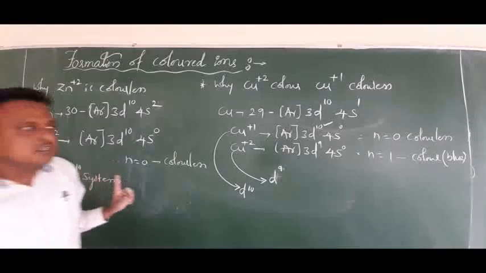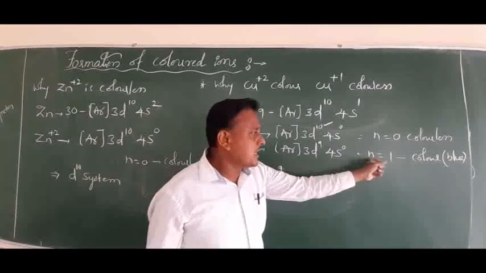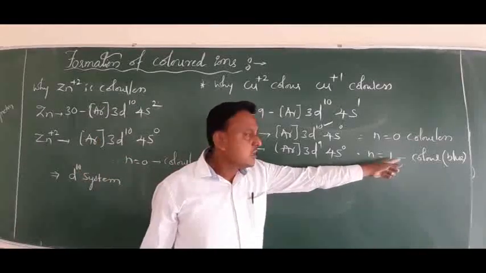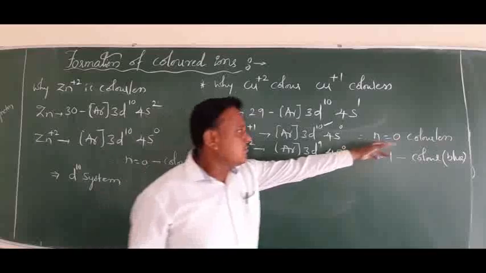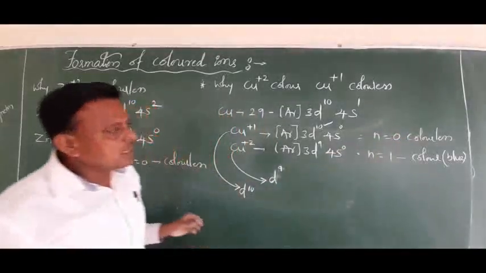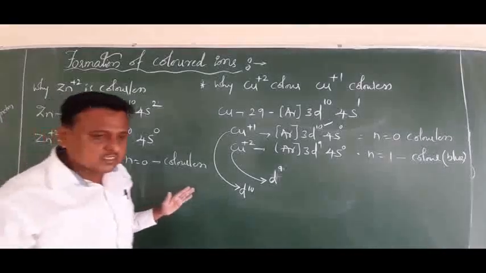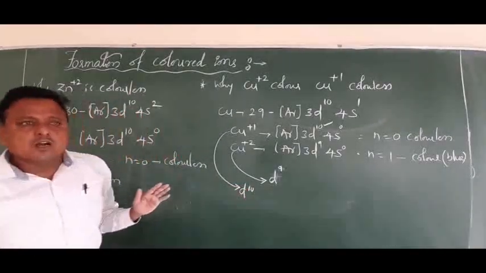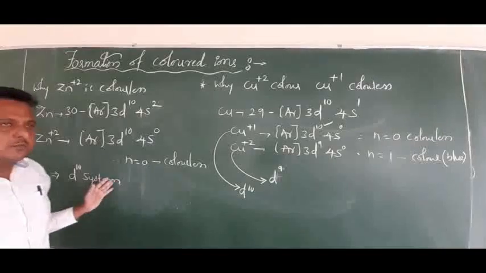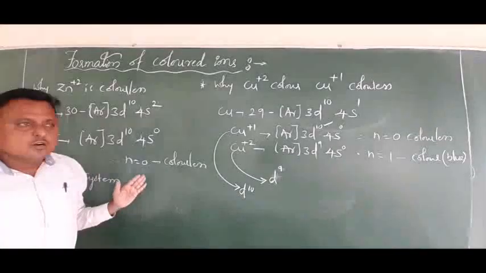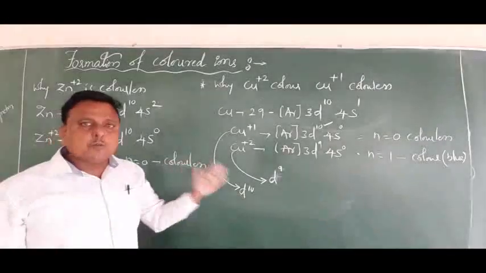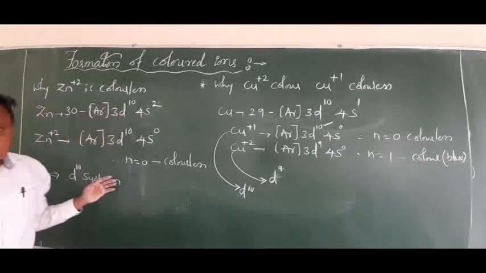Yes, keep the answer in your mind. If you get the n value as a number, it becomes colored. If the n value is 0, it is colorless. Okay, and in the next video, friends, we move on to the next part of our syllabus: why d block or transition elements are good catalysts and why they form good complexes. Okay, thank you so much for watching.